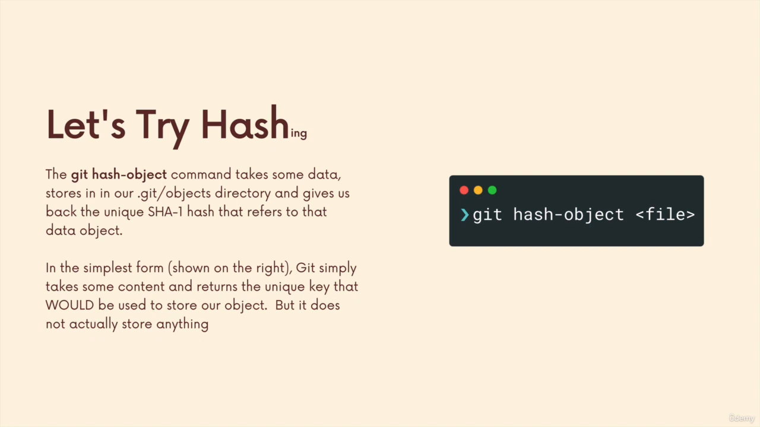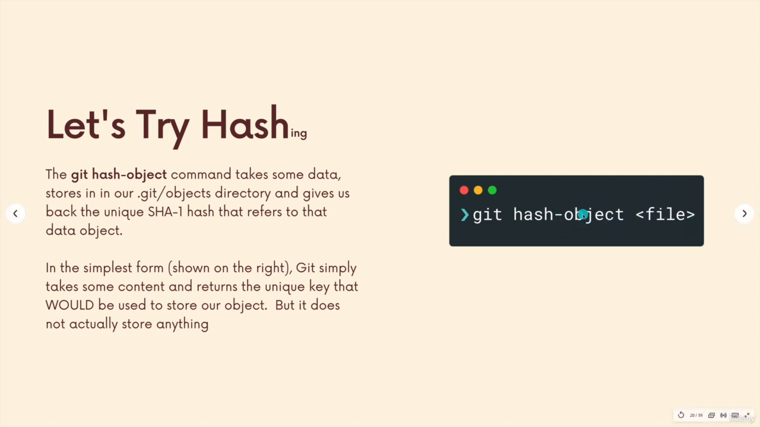We don't really care about the internals and how it works, but we care about the fact that you give it some input, it doesn't matter the size, it gives us an output that is always 40 hexadecimal digits. So this example here, git hash-object and then a file, is going to take the content from a file, and then it returns a unique SHA-1 hash that would be used to store our object, but it does not actually store anything in this form.